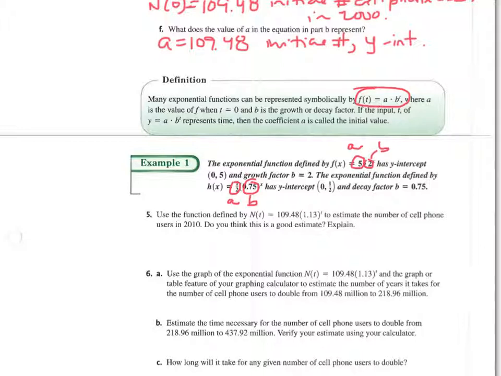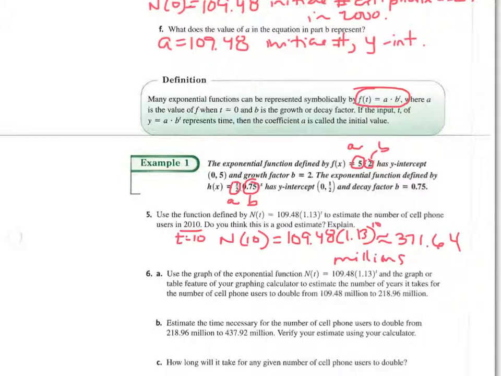So using the function we just created before, let's estimate the number of cell phones in 2010. 2010 would mean that our t value is 10. We are 10 years past. So n of 10, if we plug this in, we have to do 1.13 to the 10th power, not times 10, but the 10th power, and then times it by 109.48. If you do this, it comes out to be 371.64, and that's millions.